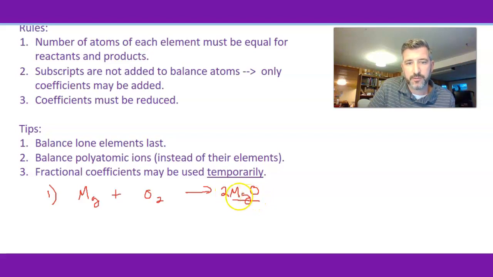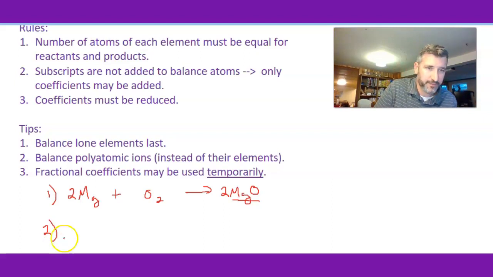And so that means I also have 2 magnesiums, which would mean I need to put a 2 in front of magnesium. Again, I don't balance with subscripts. That would suggest that there is such a thing as a molecule of Mg2, which is not true. All right, we only balance with coefficients. Okay, let's try another example.